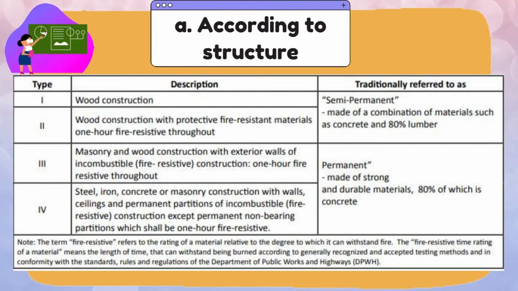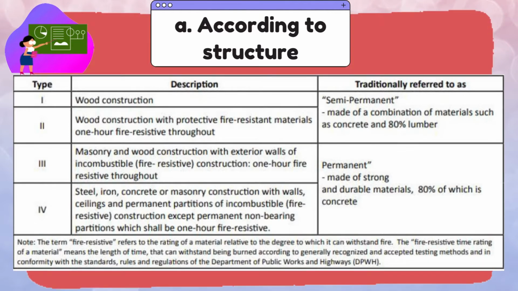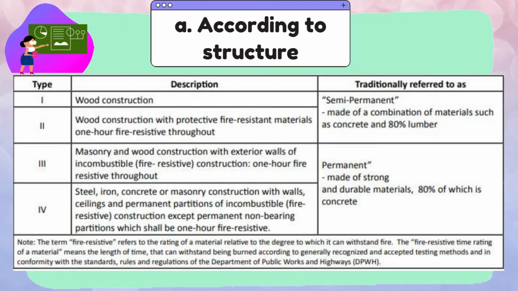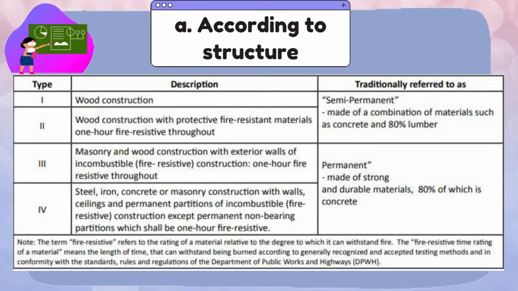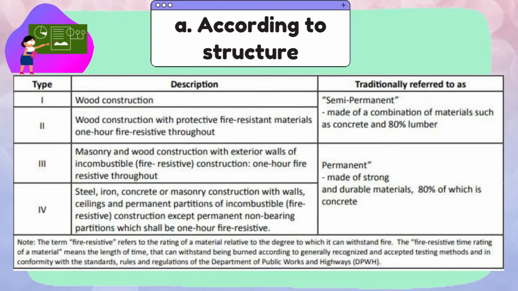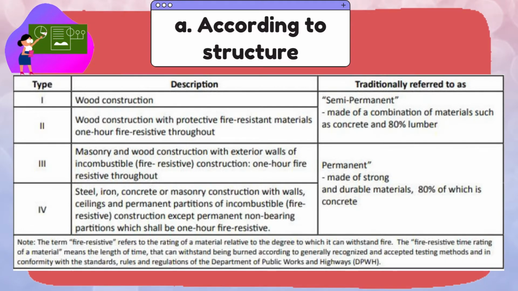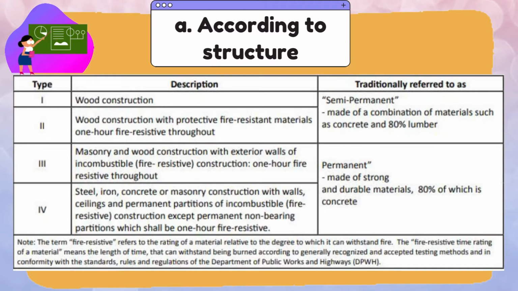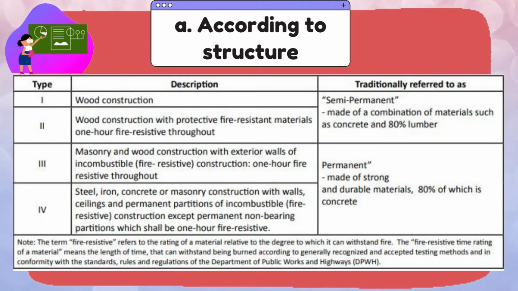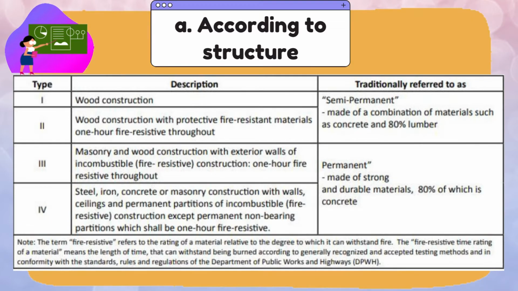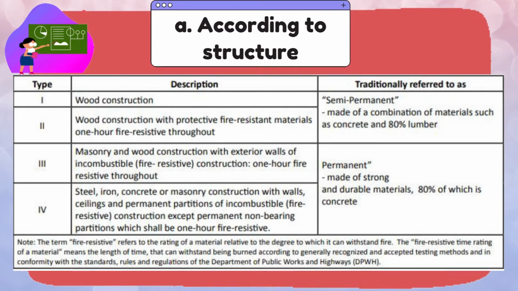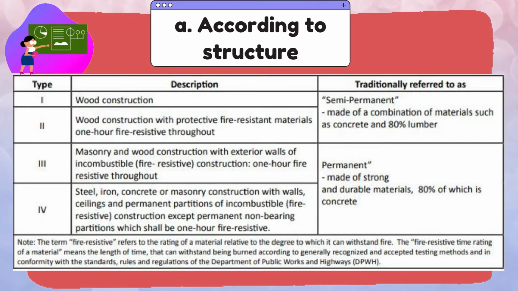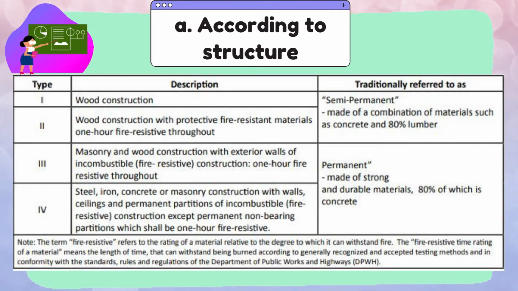The first one is according to structure. Semi-permanent school building refers to a school building constructed of 50% masonry, steel or other heavy materials, and 50% light materials with an economic life of 20 or more years. Permanent building is a building constructed of 80% masonry, structural steel, or combined reinforced concrete hollow blocks, usually with an economic life of 35 or more years.